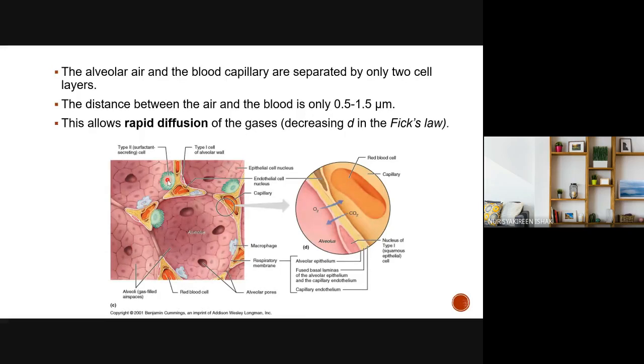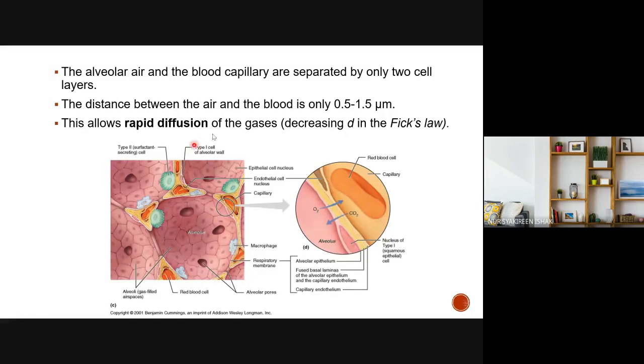So the function of this surfactant secreting cell is to secrete surfactant to maintain the structure of the alveolus so that it will not collapse. Okay. And as you can see here, inside the alveolus you also have macrophage. A macrophage is to protect the lung from any possibility of invasion of pathogen. So we learned that macrophage is to engulf pathogen that it encounters.